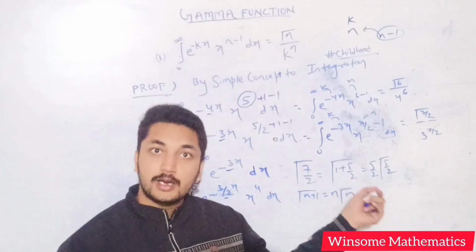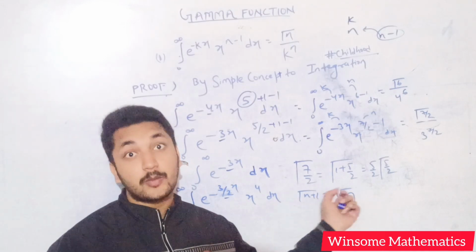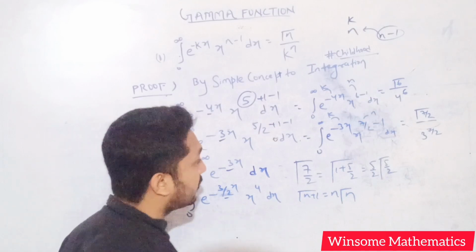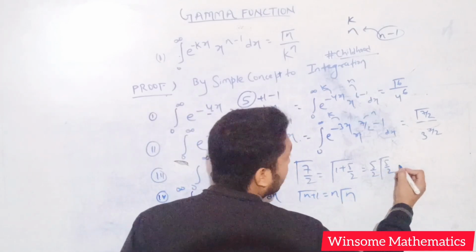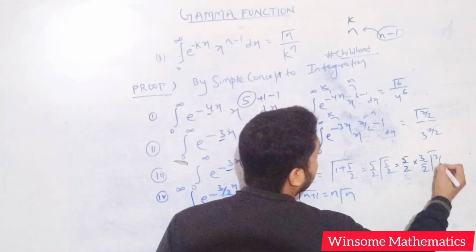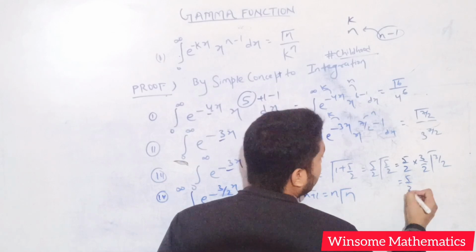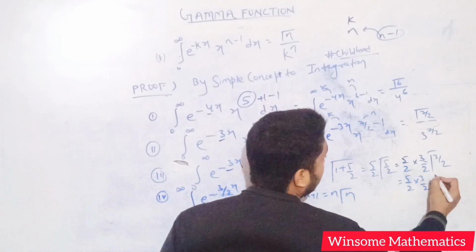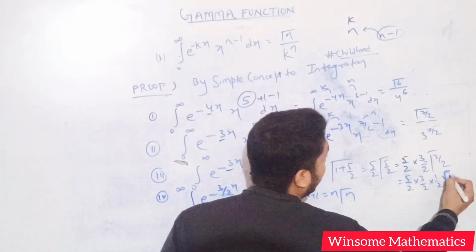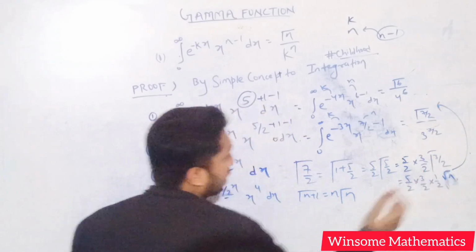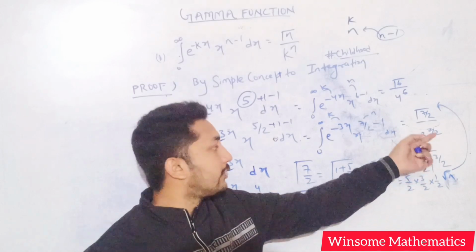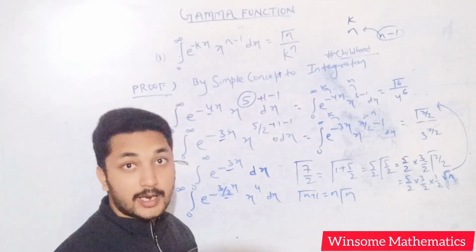And why are we writing this? Because our ultimate target is to reach gamma 1 by 2. Simple. So that is equal to root pi. Okay, so 5 by 2 you can easily write as 5 by 2 into 3 by 2 gamma 3 by 2, and again you can write it as 5 by 2 into 3 by 2 into 1 by 2 and gamma 1 by 2, and this is equal to root pi. So gamma 7 by 2 is here. So you can write this value and you can substitute it here. Okay, and 3 to the power 7 by 2 as usual. So this was the technique.